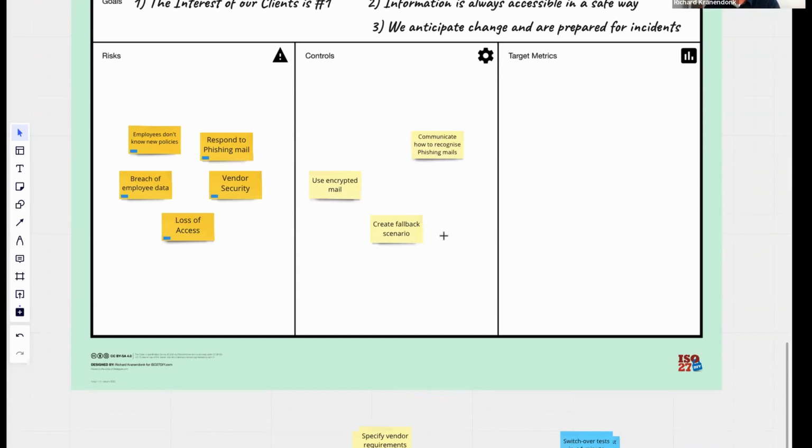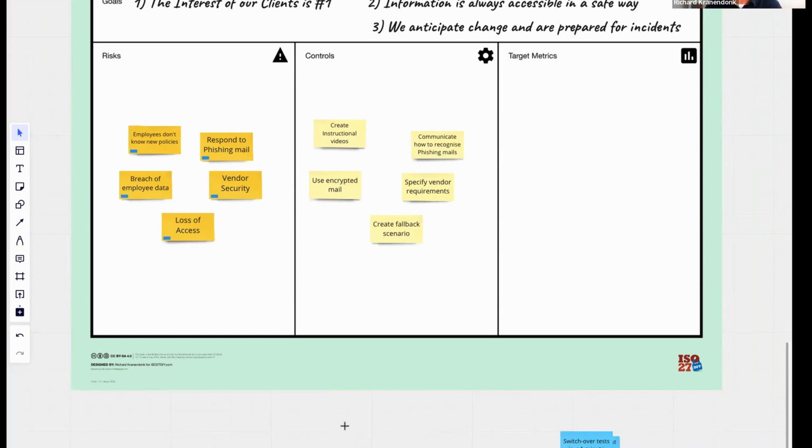Let's say the control is to communicate on how to recognize them. For the vendor security, we have specified vendor requirements, and for the new policies, we want to create instructional videos. So here you see possible controls to mitigate the risk.